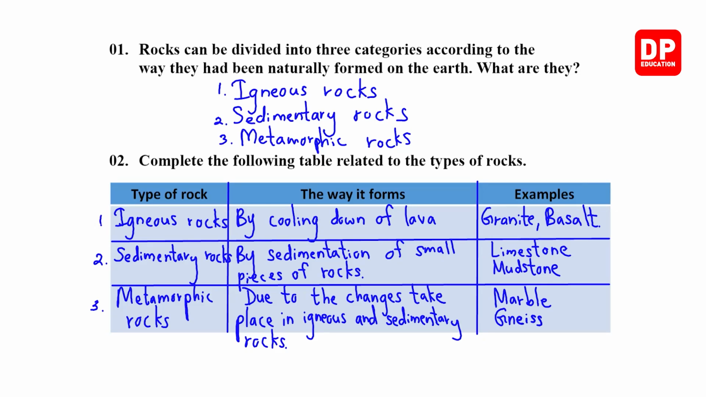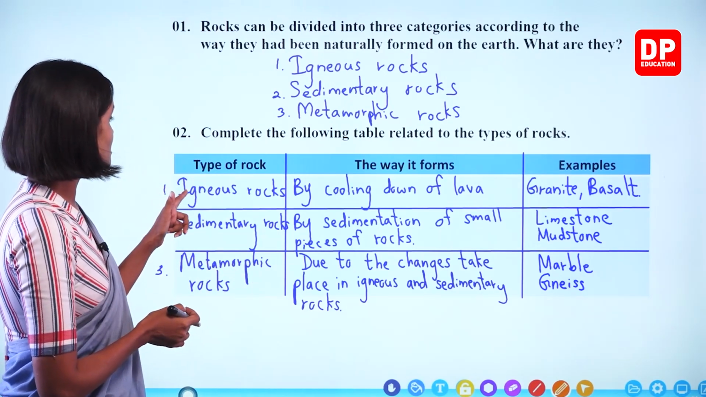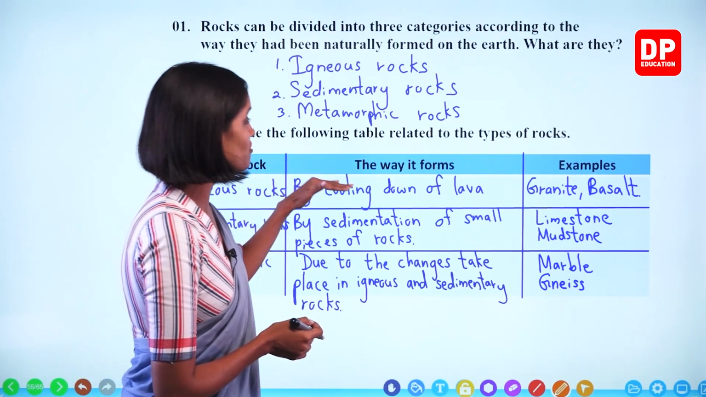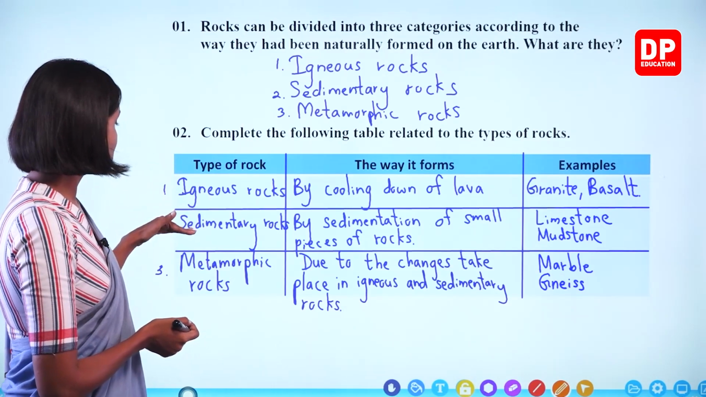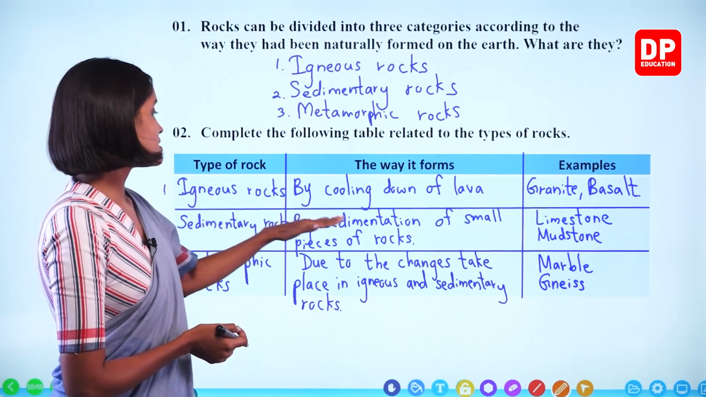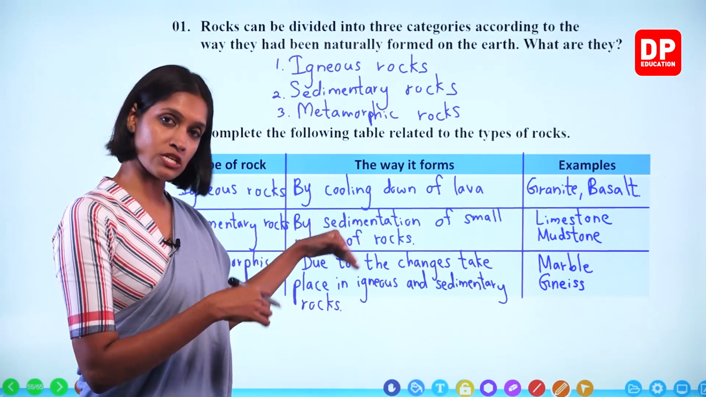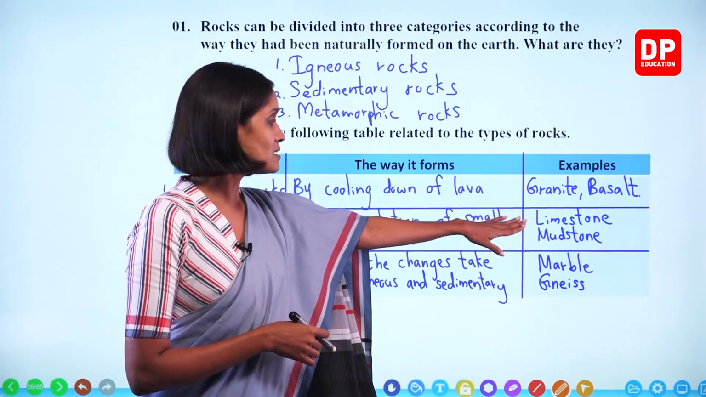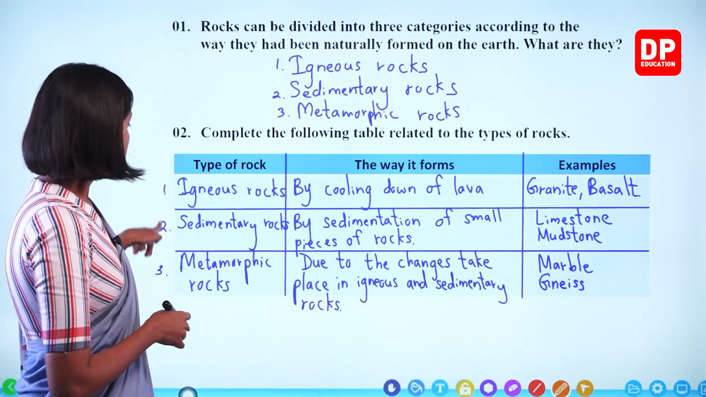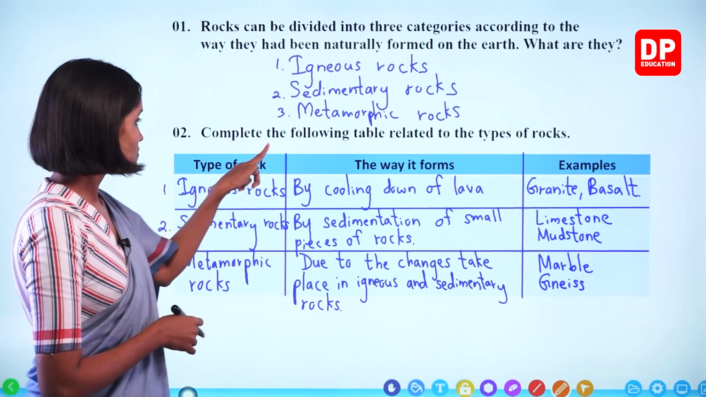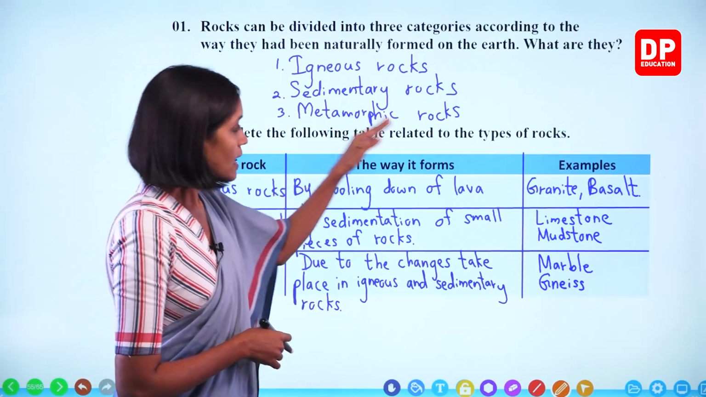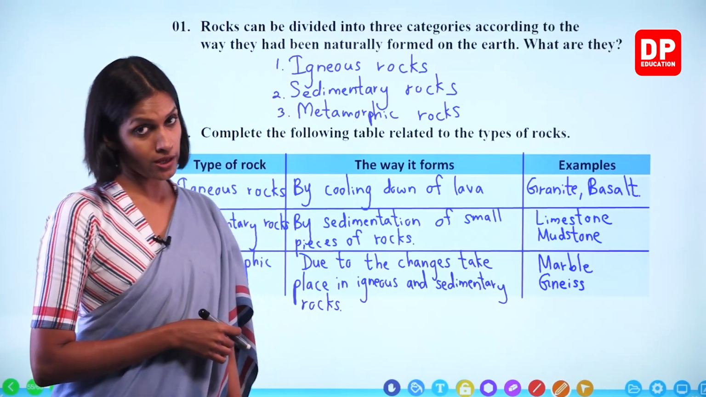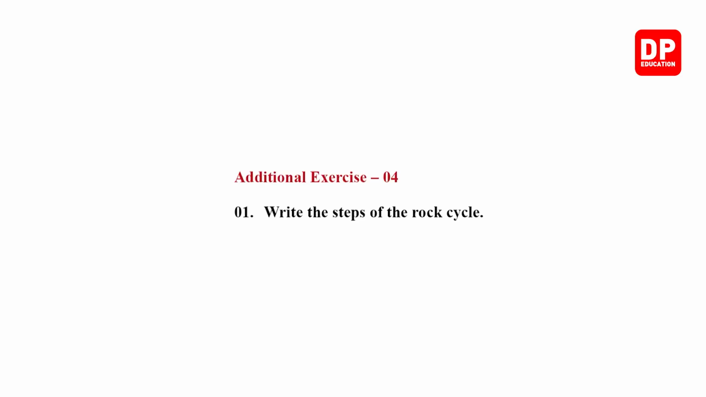slate, also an example. So the type of rock, igneous rocks, the way it forms by cooling down of lava. Examples, granite, basalt. Type of rock, sedimentary rocks, the way it forms by sedimentation of small pieces of rock. Examples, limestone and mudstone. Type of rock, metamorphic rocks, the way it forms due to the changes that take place in igneous and sedimentary rocks. And examples, marble and gneiss. Okay, we'll move on to the next. Exercise number 4. Write the steps of the rock cycle.